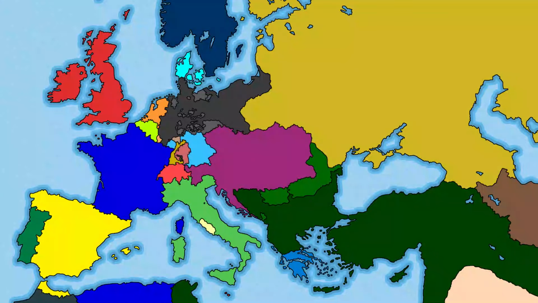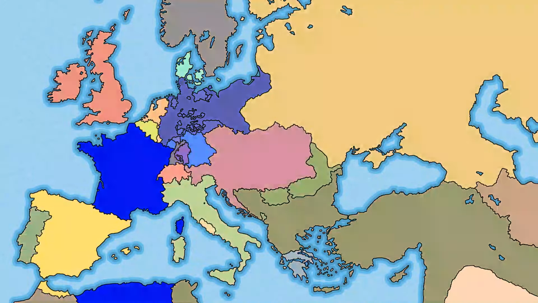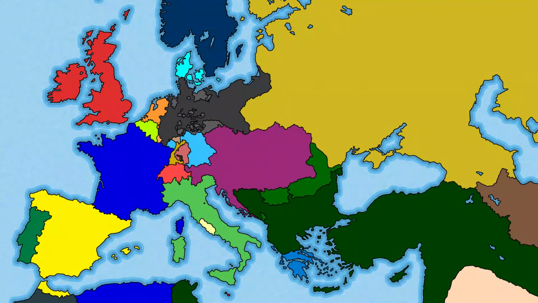So what if that didn't happen? What if France proved herself victorious once more? Well, there were a few factors at play that allowed Prussia to defeat France in our timeline.